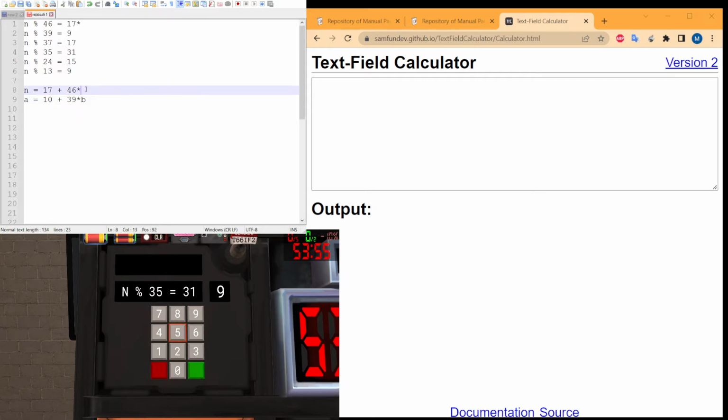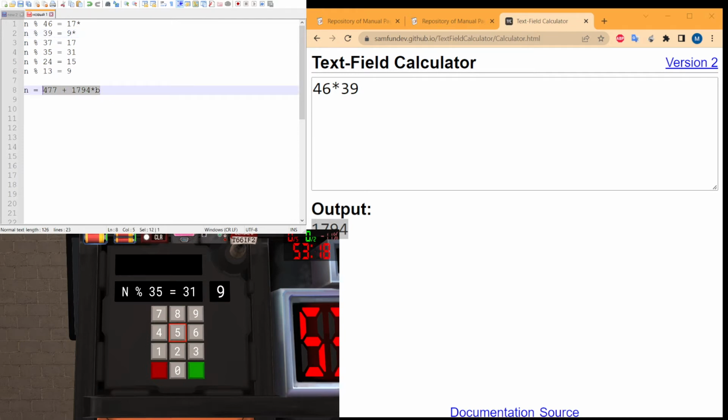Substitute it into this main equation and open brackets. So it's going to be 460 plus 17, so 477, plus 6 times 39, 1794, times b. Okay, we used this equation.